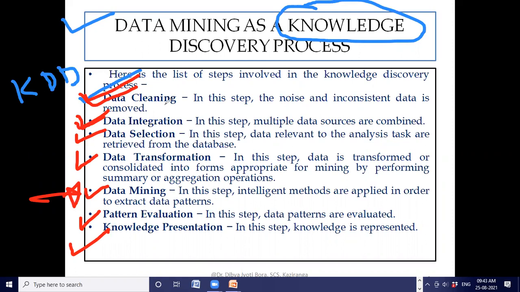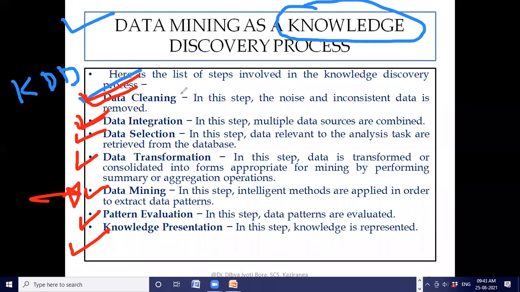First, data cleansing. In this step, the noise and inconsistent data is removed. So first question for today's lecture to the candidates who are interested: what do you understand by noise, and how many different types of noise may exist in the case of unstructured data like images? I'll check how many of you are truly interested to learn this subject by going through your answers.